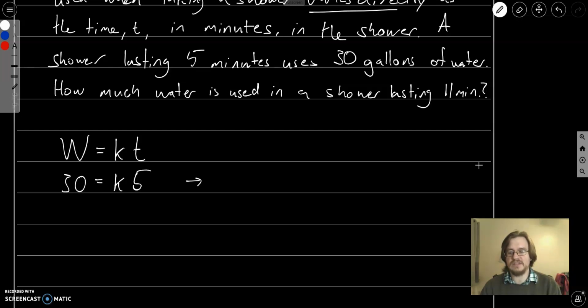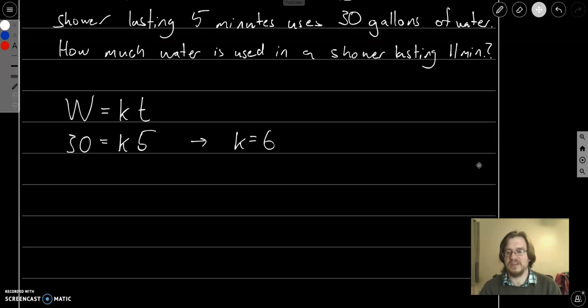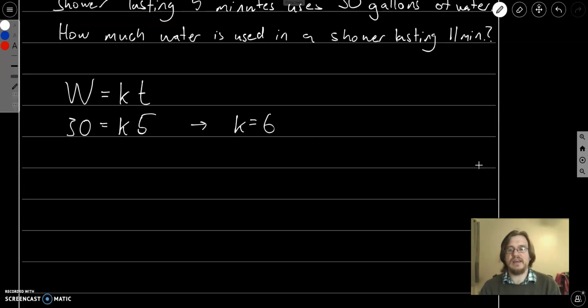I can divide both sides by 5, and I get that k is equal to 6. So k here is going to be a factor of 6, meaning that for every minute we spend in the shower, we're using 6 gallons of water. Okay, this makes sense. And then how much water is used in a shower lasting 11 minutes?